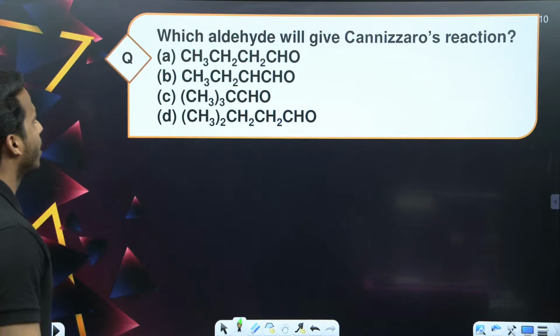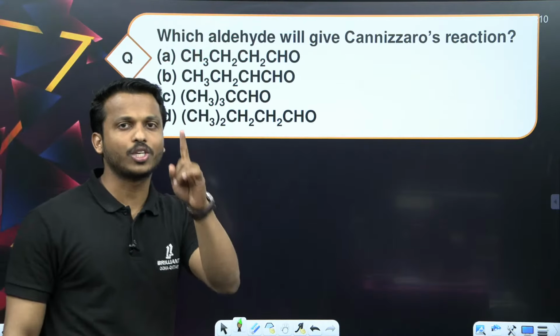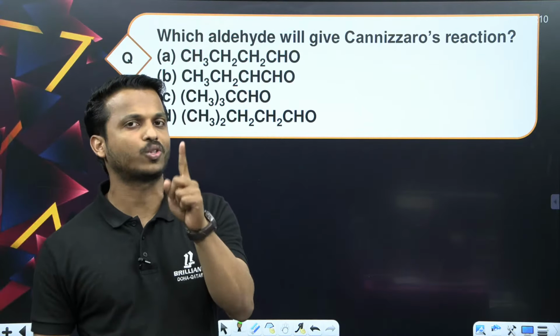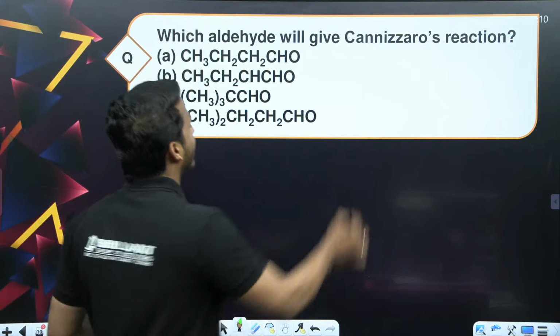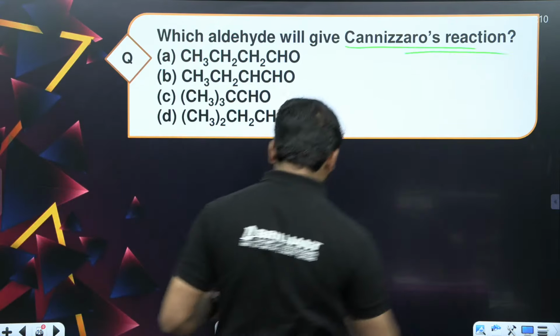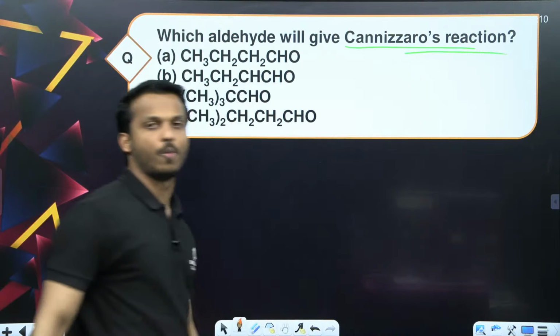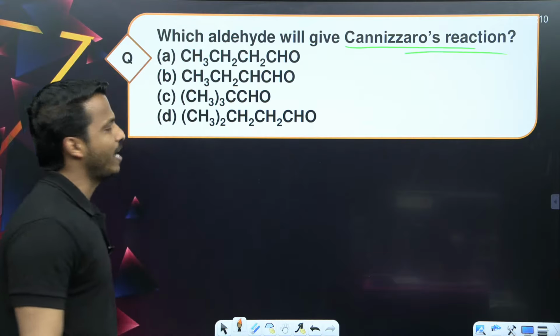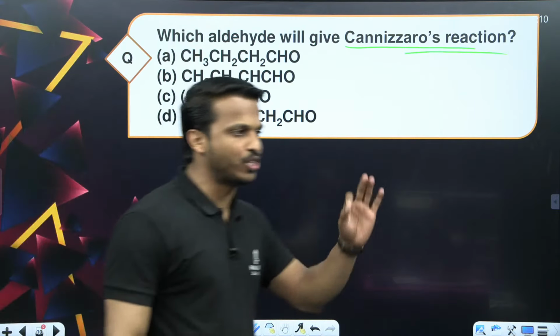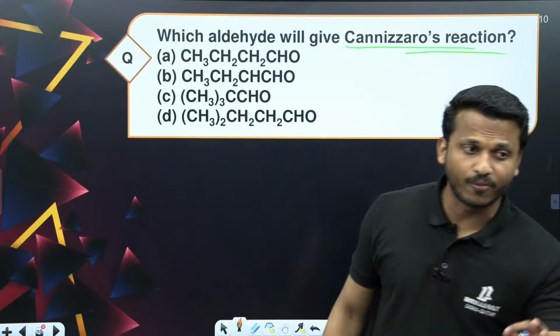Then next question, which aldehyde? I told you in 2023 they asked the same type of question regarding Cannizzaro reaction. Which aldehyde will give Cannizzaro reaction? That means no alpha hydrogen in the compound. Which aldehyde will give Cannizzaro reaction? Means the aldehyde which does not contain any alpha hydrogen.